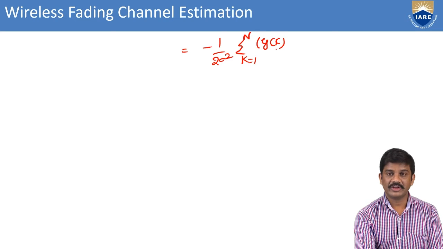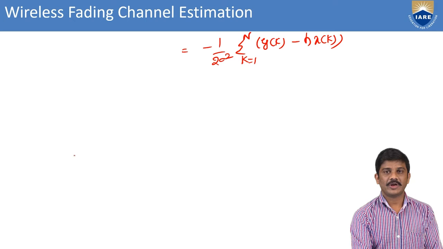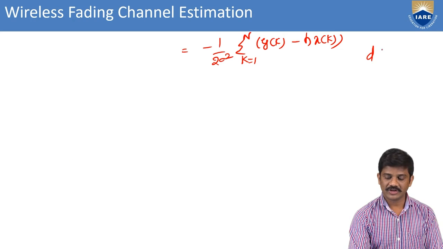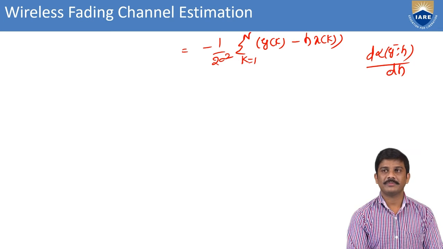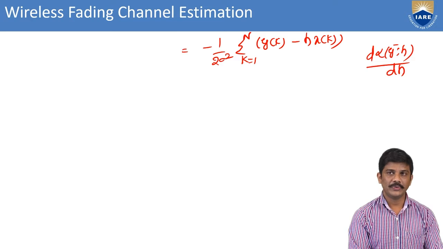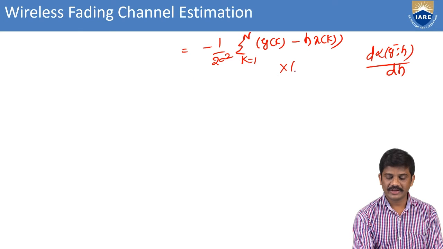We are considering x of h of k. When we apply the differentiation with respect to h, we get minus 1 by 2 sigma square, summation of k equal to 1 to n, y of k minus h of x of k, multiplied by minus x of k, equal to 0.